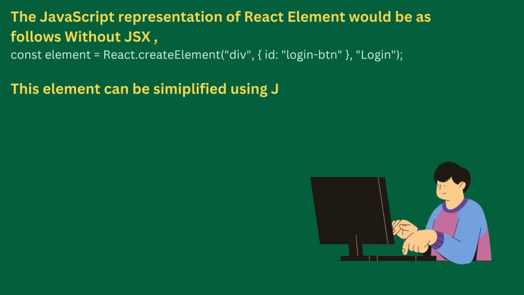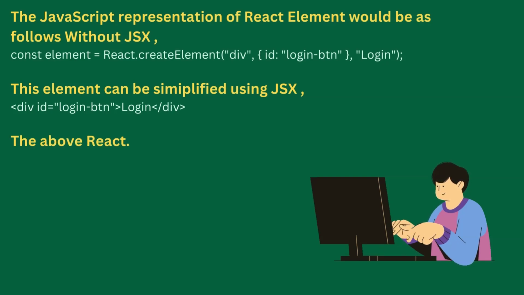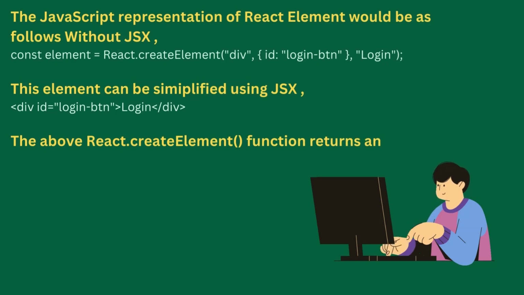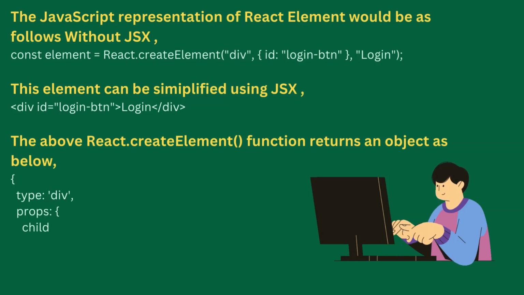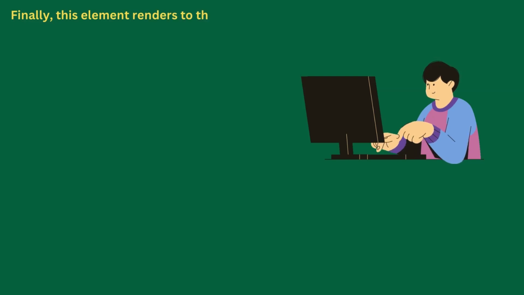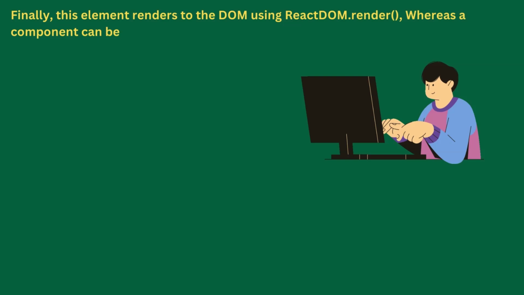The above React.createElement function returns an object as below. Type is div. Inside props, children is login, ID is login-btn. Finally, this element renders to the DOM using ReactDOM.render function.